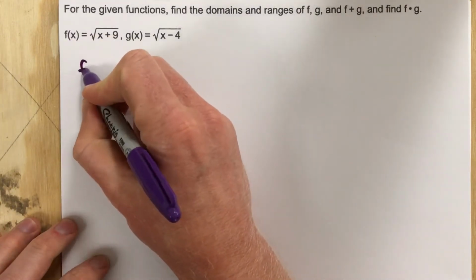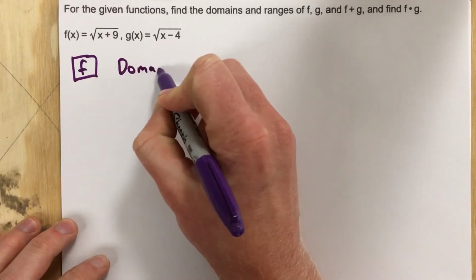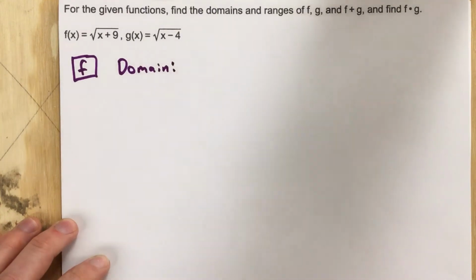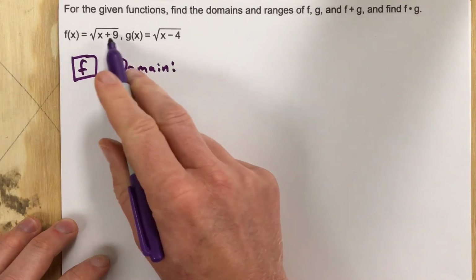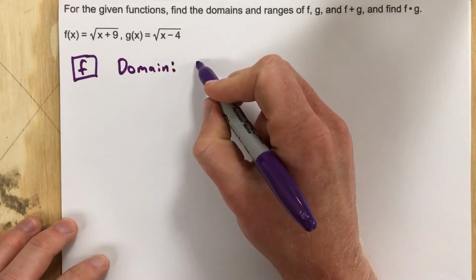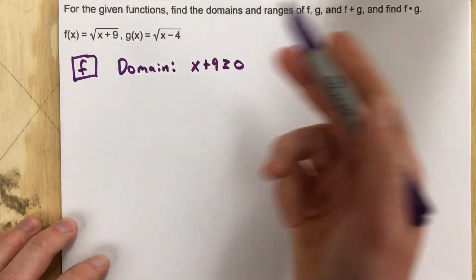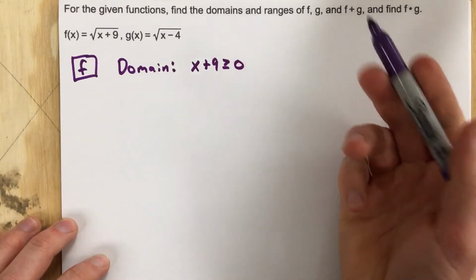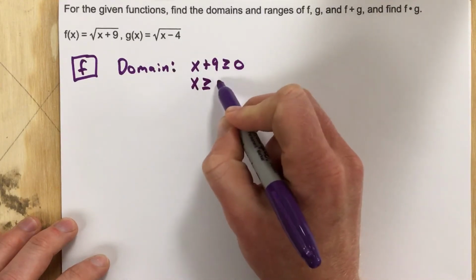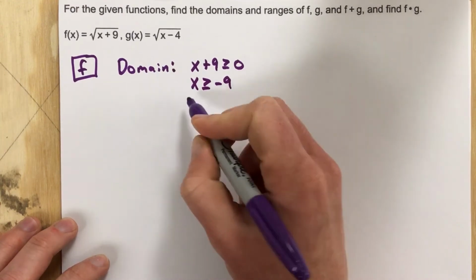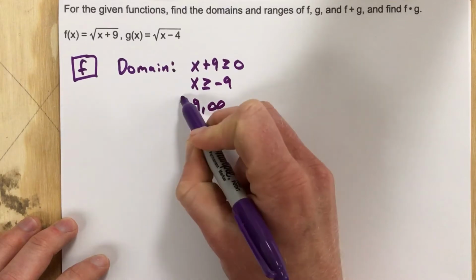So what's the domain and range of f? Well, how do you find the domain of a radical function? The first thing we're going to do is take the inside of the radical and say that it has to be greater than or equal to 0, because you can't take the radical of a negative number and get a real number. So that means that x has to be greater than or equal to, when you subtract it, negative 9. So our domain then is negative 9 to infinity, including negative 9.